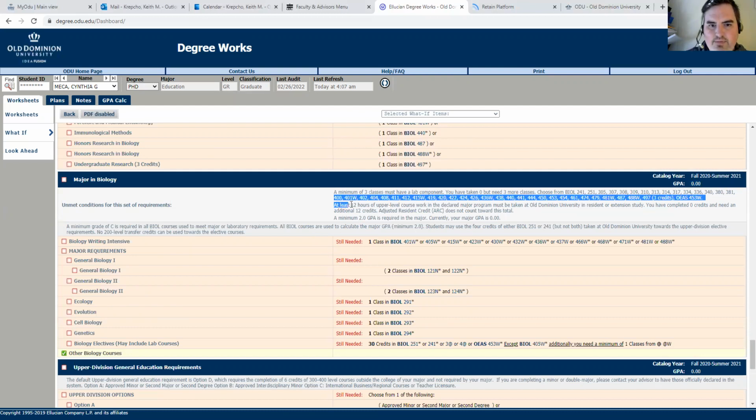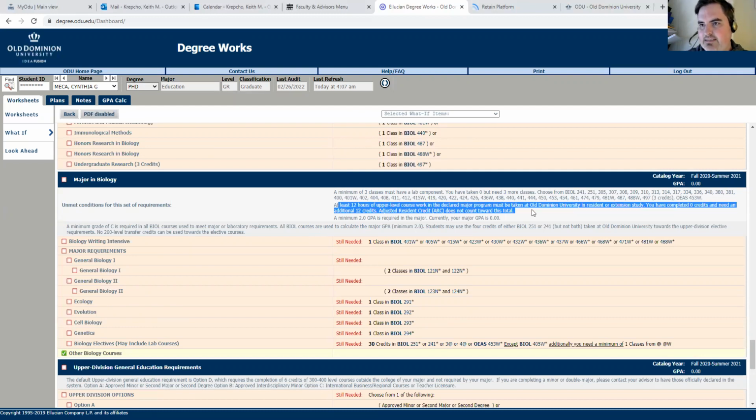Also, it emphasizes here again that you would need at least 12 credits of upper class level work, so 300 to 400 level courses in the major in order to graduate. So I'll just take this section in order. At the top, you see your biology writing intensive requirements, which lists out all the biology W courses that would be used to satisfy this requirement.